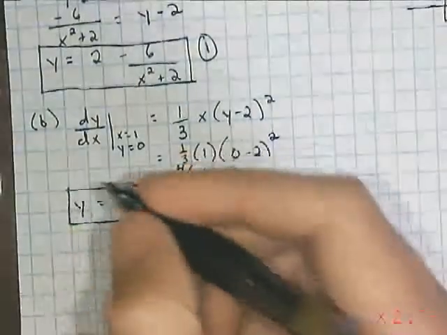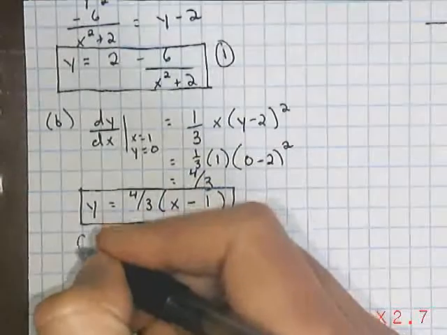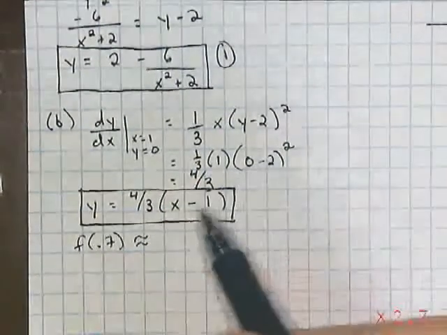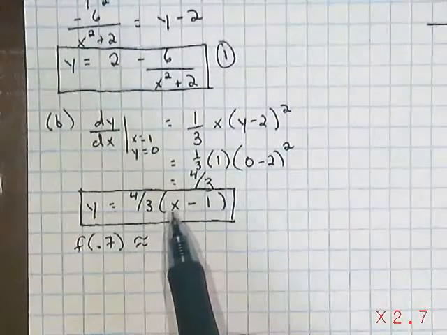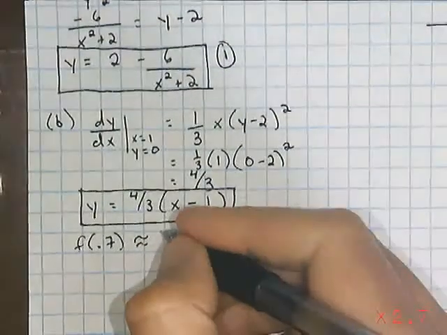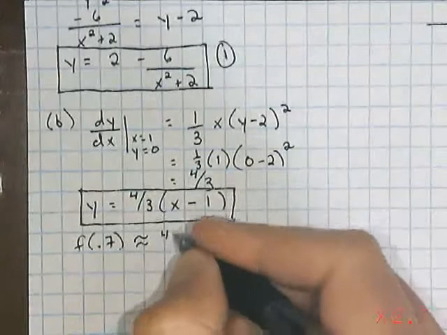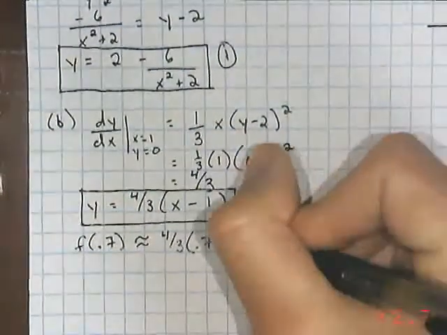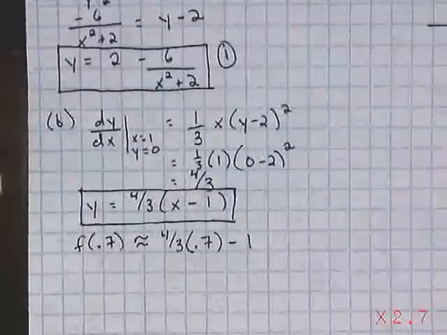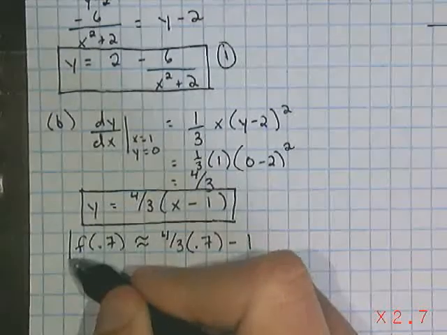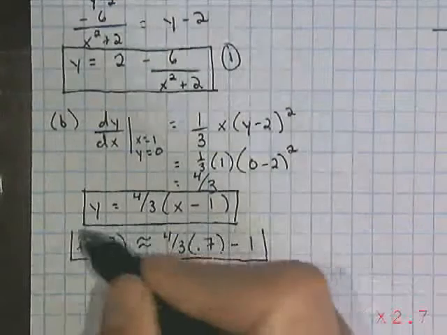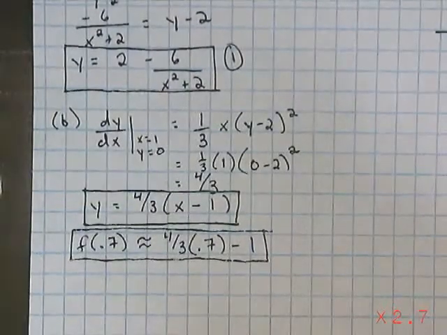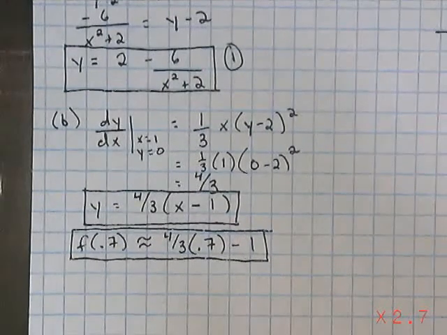So for the second part, we're going to say that f of 0.7 is approximately the value we would get by plugging in 0.7 to this tangent line. So 4/3 times (0.7 minus 1). And I would say box it up and move on with your life. Okay, so in terms of points, that was a 2-pointer.